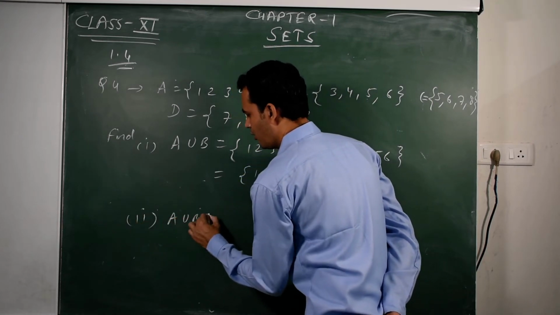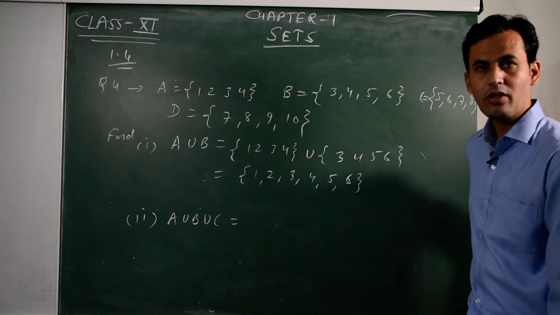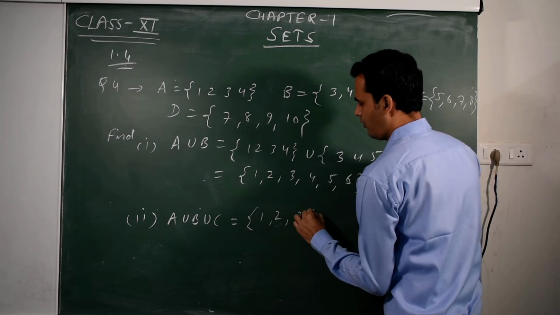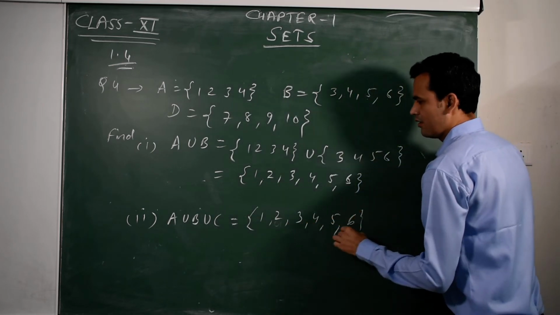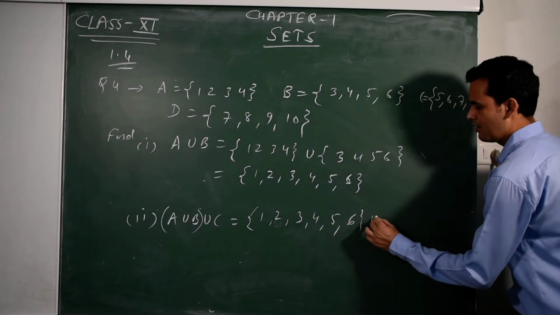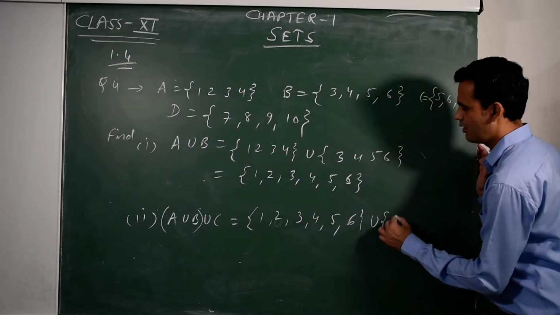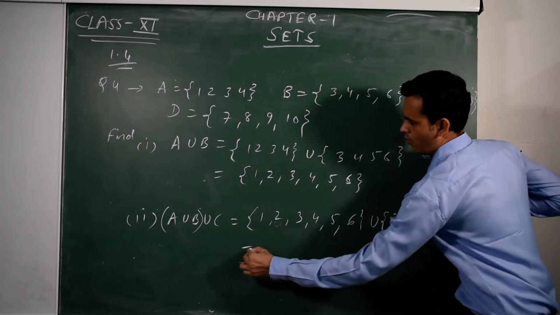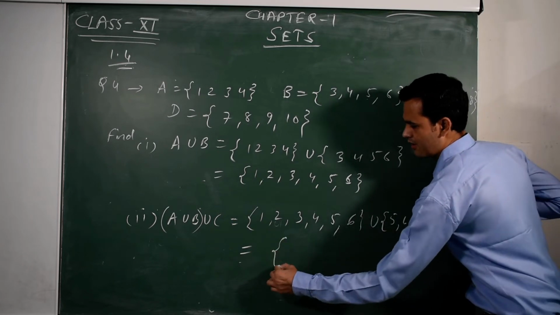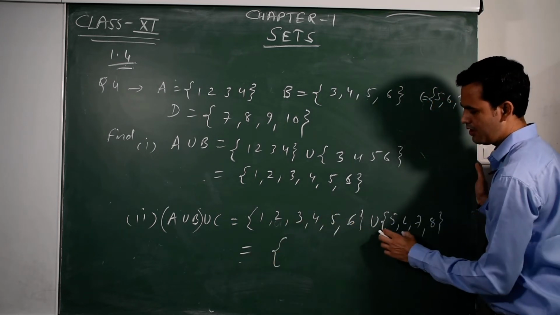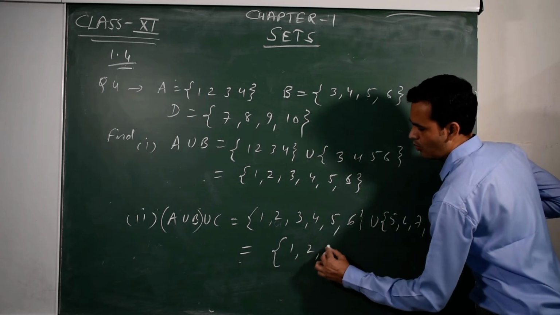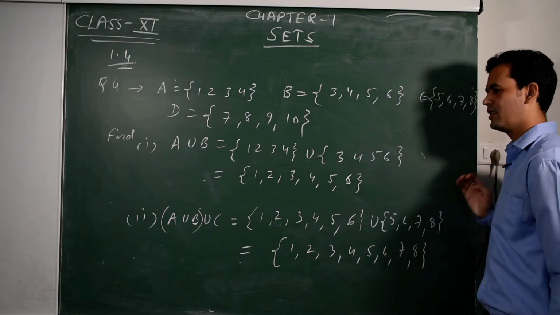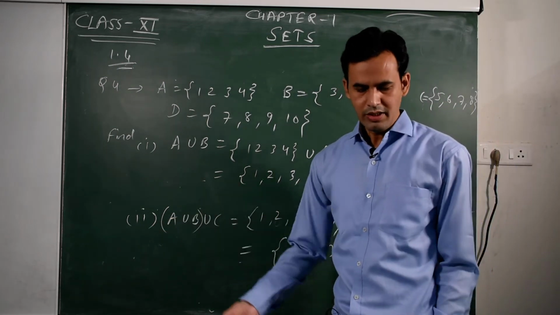A union B union C. It means union of 3 sets. So earlier we found A union B, that is 1, 2, 3, 4, 5 and 6. This is A union B. So we write it as A union B union C. C is the set having 5, 6, 7, 8. So A union B union C is the set of all these elements and 5, 6 only one time: 1, 2, 3, 4, 5, 6, 7 and 8. This is the set A union B union C.